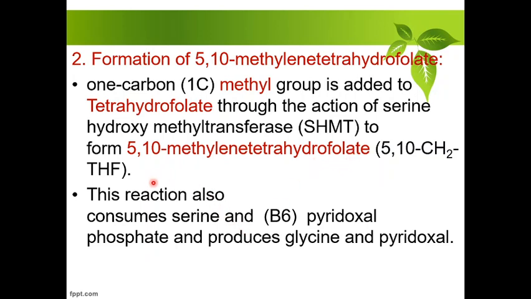This reaction also consumes serine and vitamin B6, that is the pyridoxal phosphate, and produces glycine and pyridoxal. Only pyridoxal is written here. What is written here, look? Pyridoxal phosphate is written, right? This reaction consumes serine and B6. Pyridoxal phosphate is utilized, and what is produced? Glycine is produced and pyridoxal is produced.